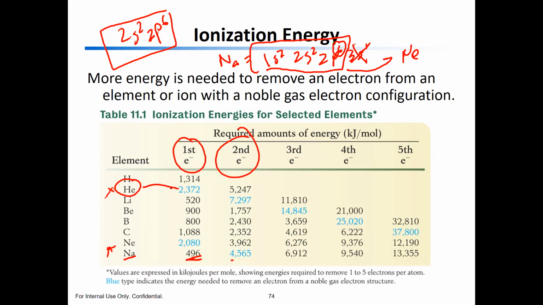So we notice that noble gas configurations, they require a lot of energy to remove it. Why does it require a lot of energy? Because this type of 8 electrons is stable. And we're going to need that knowledge for the next chapter.